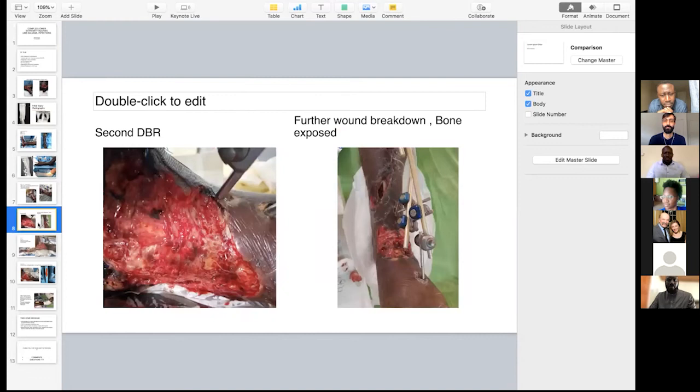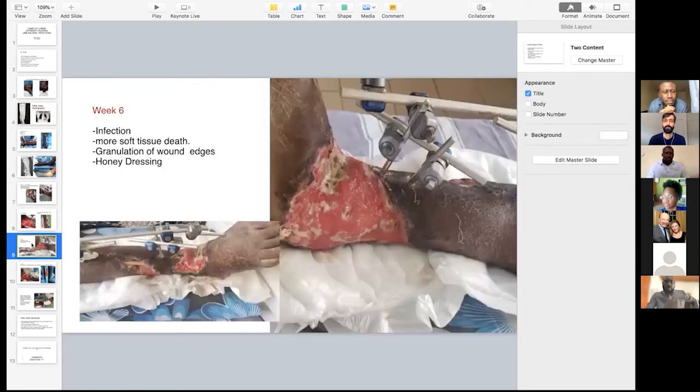Next slide, please. He had a second debridement, but if you see in the photograph, the bone was exposed on the middle part of the tibia. Next slide, please. So he went on to have his antibiotics 6 weeks into the injury.